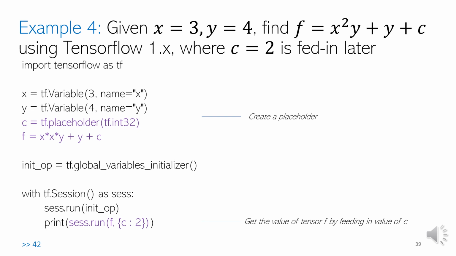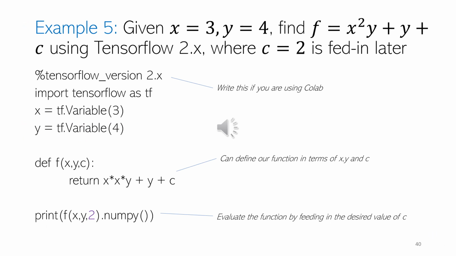If we want to simulate this behavior in TensorFlow version 2, meaning that we want to feed in some constant value like c here in this case, what we can do is that we can simply, pretty much like what we do in pure Python, define a function using x, y, and c, and at the time of calculating f, we need to basically input the value of c as an input argument to function f.